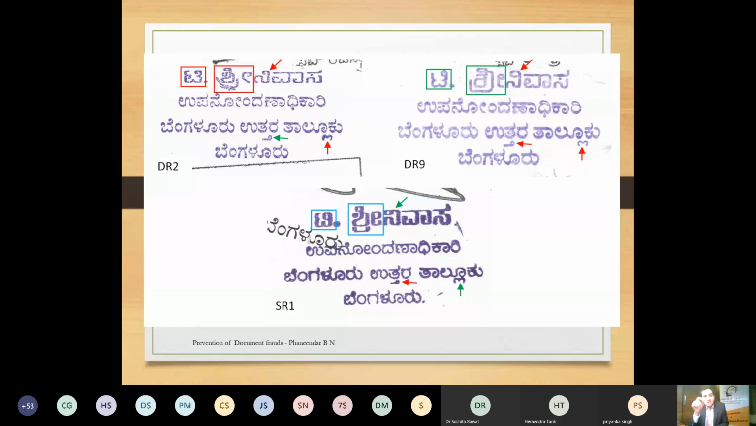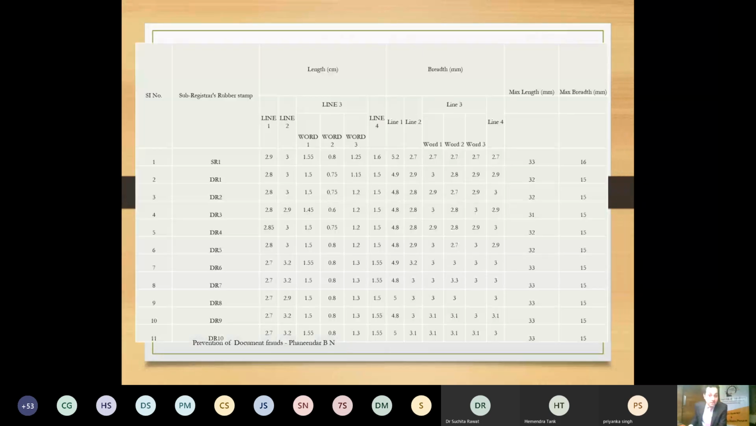Just because the rubber stamp impressions are different, it doesn't conclude anything. In addition to this, the signatures here are printed, not signed. Yes, we have a reason there. So everything put together becomes very strong evidence.